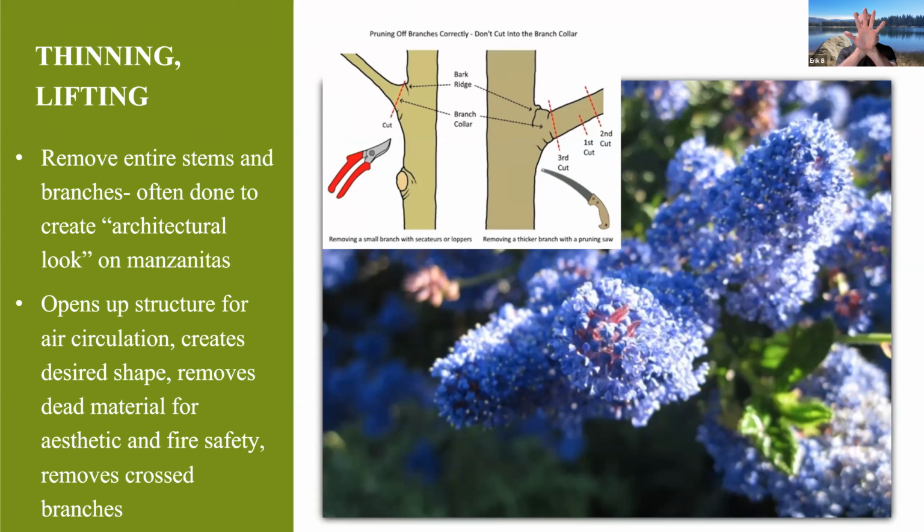Okay, that's what thinning is. You're going all the way back into the trunk and you're clearing out, and this gives more air for these branches to breathe and opens up the structure. Here we are. This talks about proper technique.